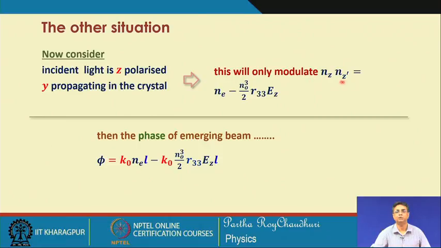This will only modulate n_z if you have z polarized light propagating along the y direction. This is the refractive index. Then the phase of the emerging beam will be phi equal to this much. So, this is the intrinsic phase because of the propagation over this length L, but this is the phase which is accumulated because of the external electric field E_z applied across the crystal, and this is going to change the refractive index. So, the modulation will come from here, this will remain the same.